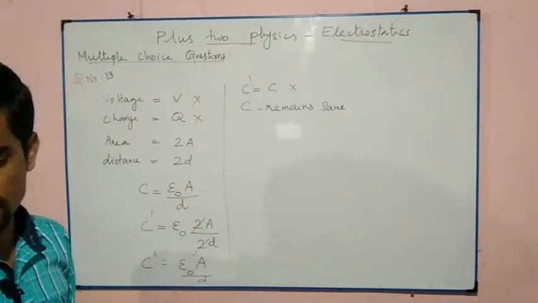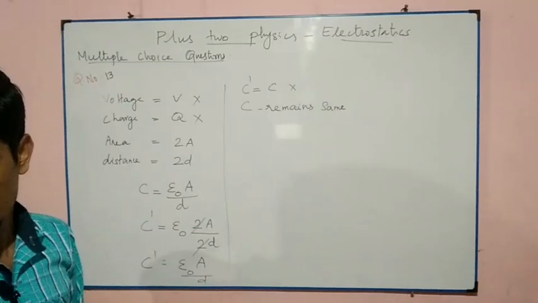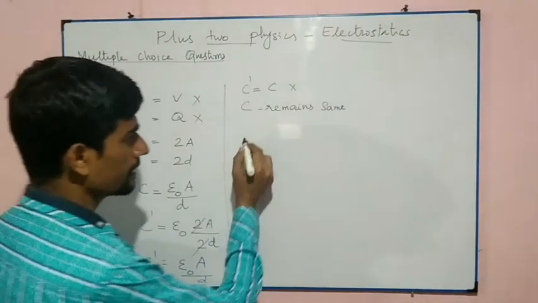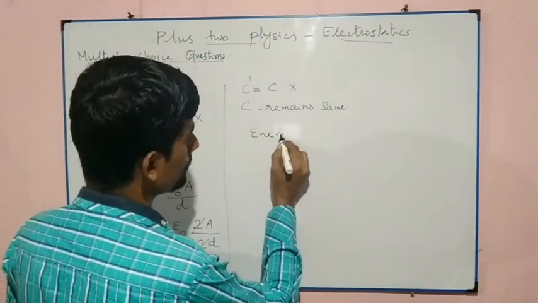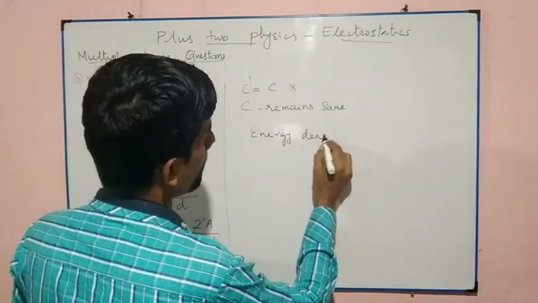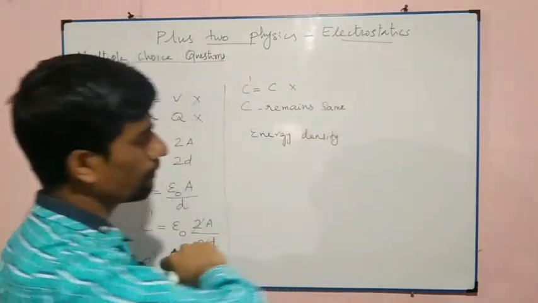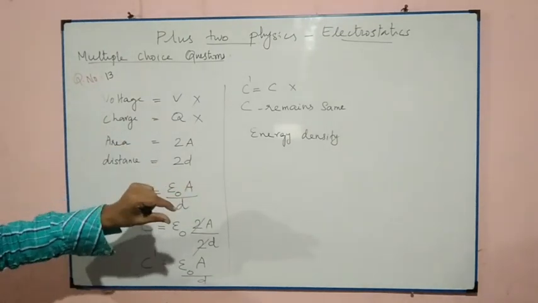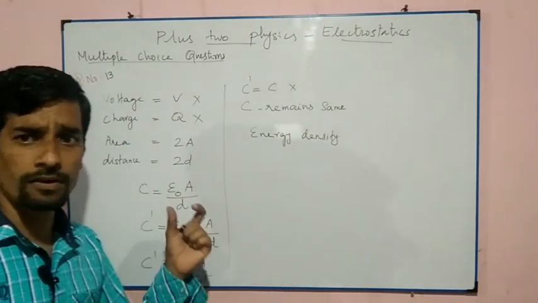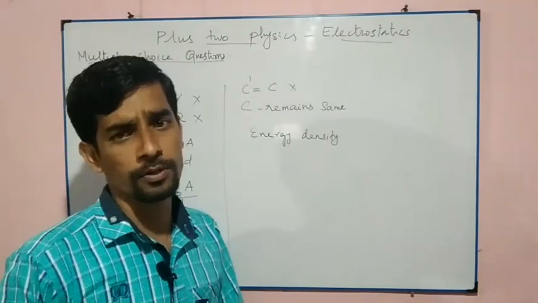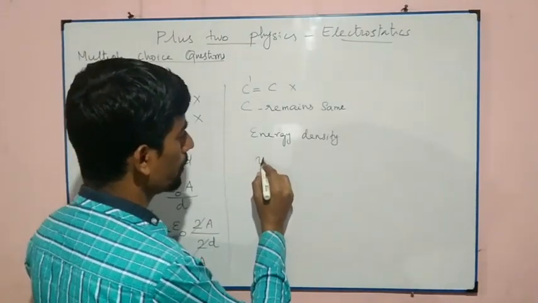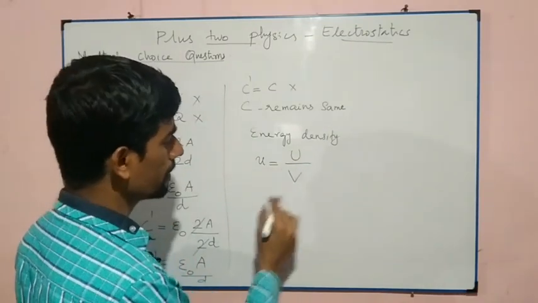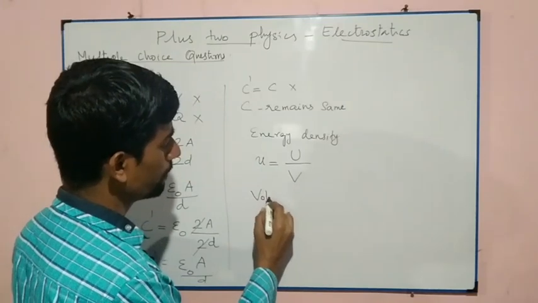So the fourth option is energy density. Probably the changing parameter will be energy density. Why will energy density be changing? Because energy density is defined as the energy of the capacitor per unit volume. Energy density small u is equal to capital U divided by V. Here V is not voltage, V is for volume.